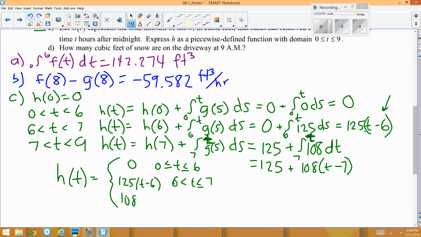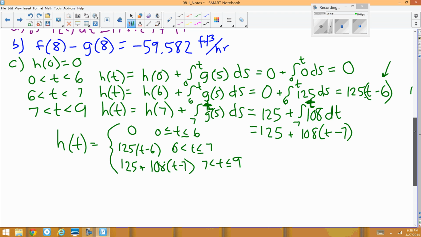Oh, I missed a part. Sorry about that. 125 plus 108 times t minus 7 for any time between 7 and 9. So here's our piecewise defined function. Okay, the domain is 0 to 9. We've got all that covered.